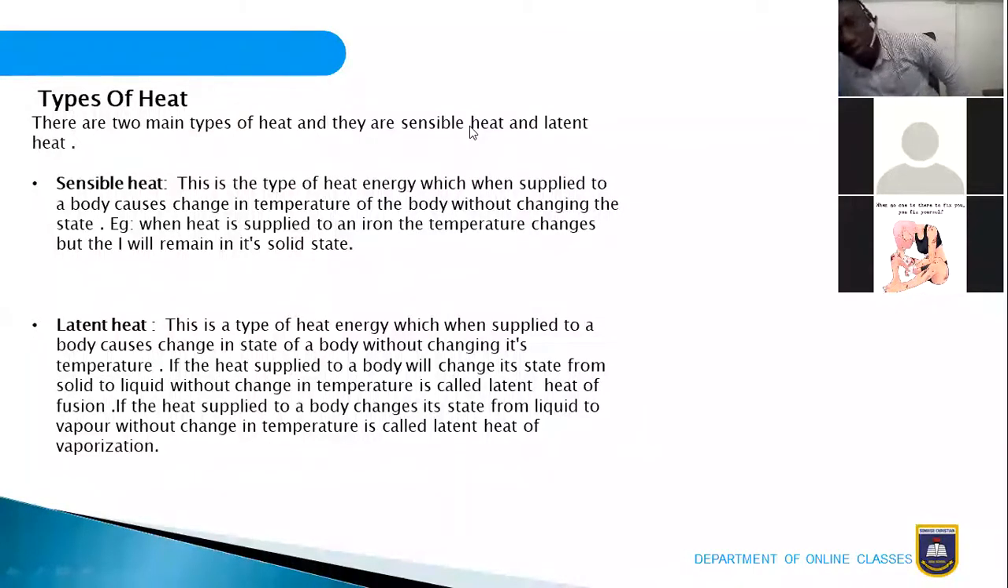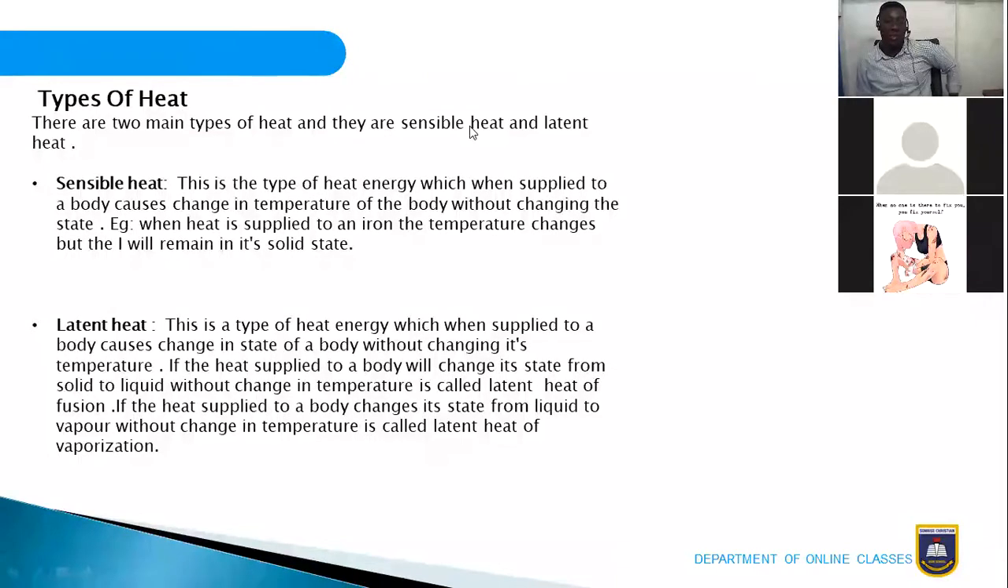Then we have another one we call the latent heat. This is a type of heat energy which, when supplied to a body, causes change in state of a body without changing its temperature. So it is just the opposite of sensible heat. With this one, the state changes, but the temperature remains the same.